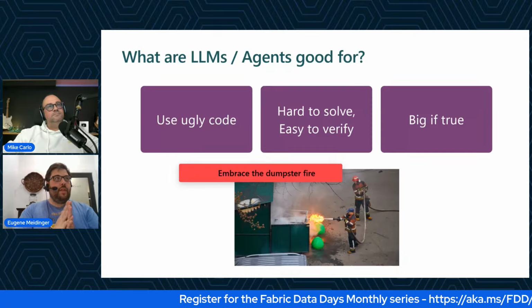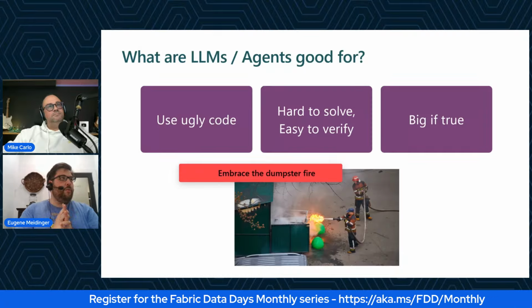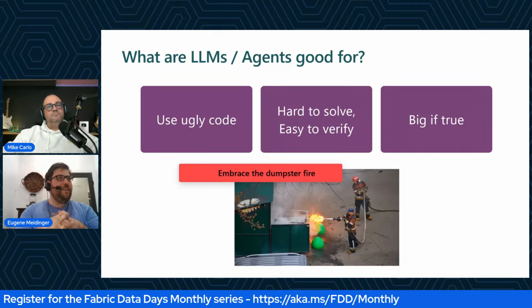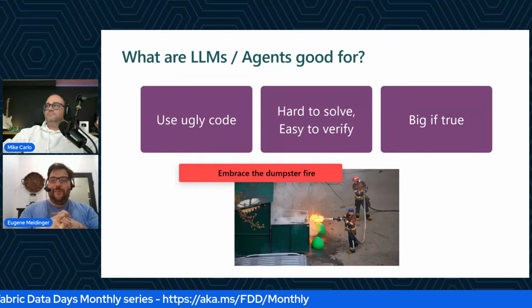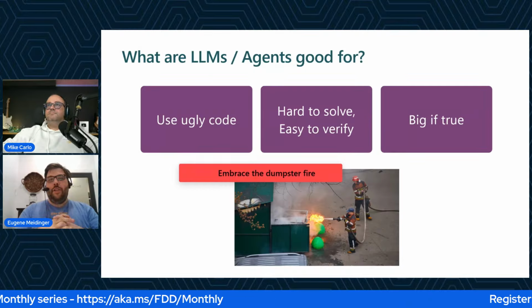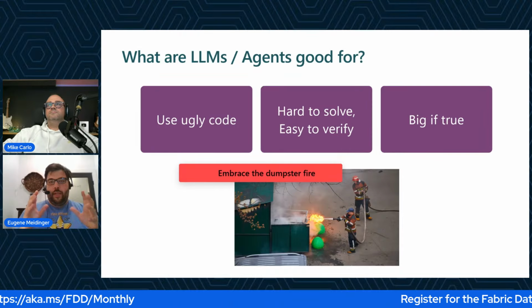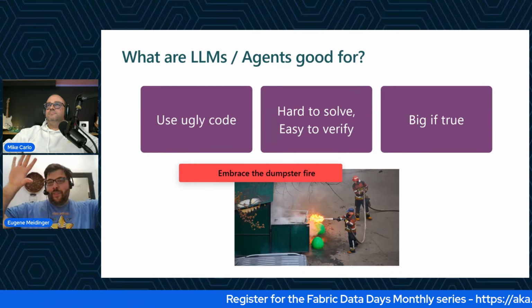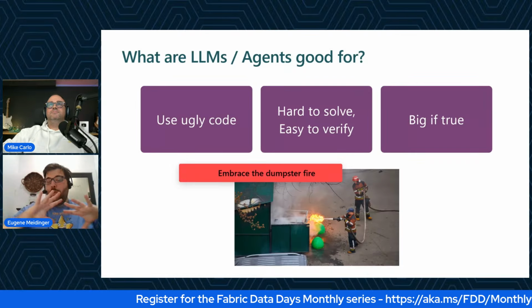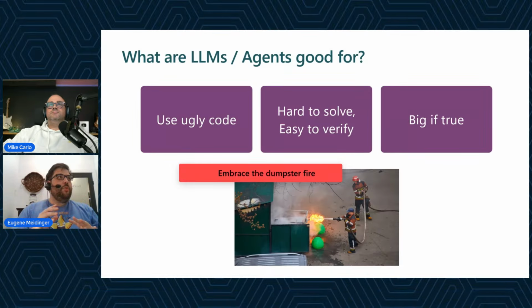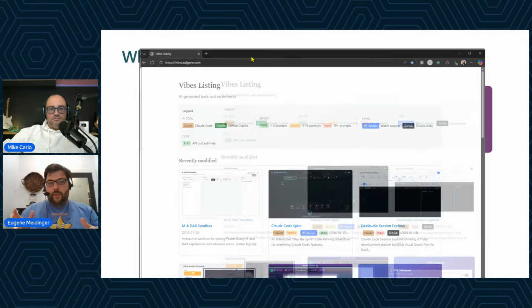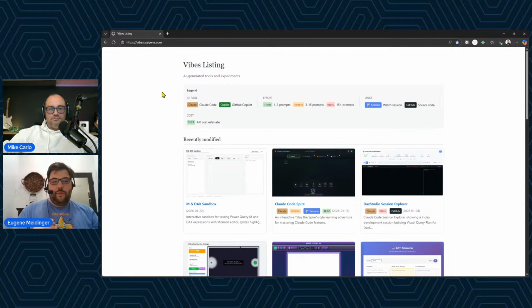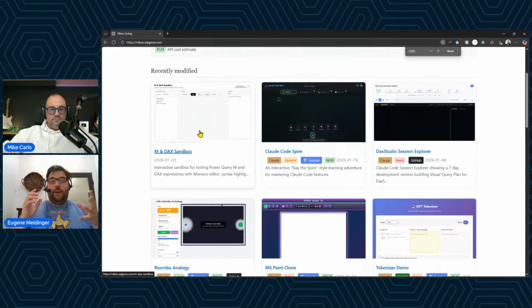One of the projects I've worked on, if you go to vibes.sqlgene.com, I've got an M-Index sandbox, and you can run M code in your browser. No network access, no nothing. The way I was able to do that was I gave it a target, gave it tests, and said, figure it out. So it's that first one right there. And this is all in the browser.